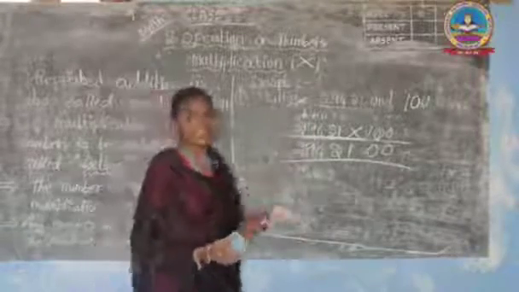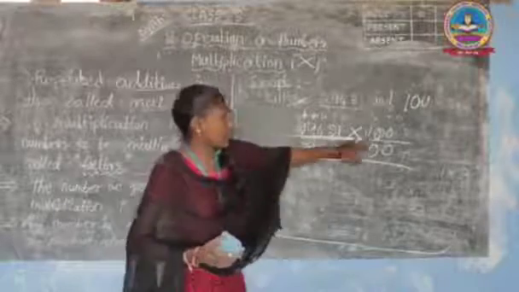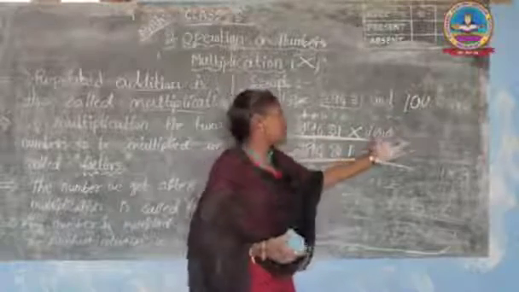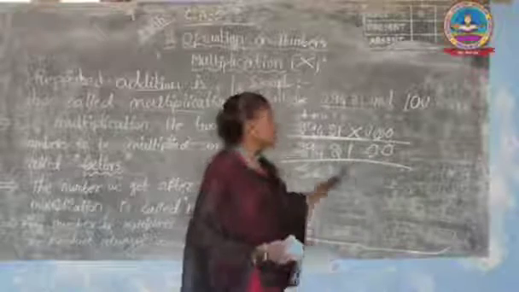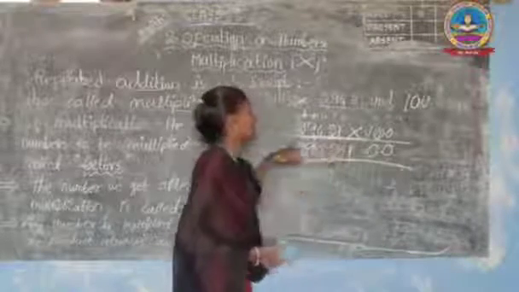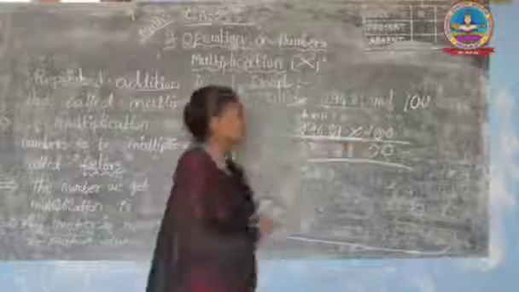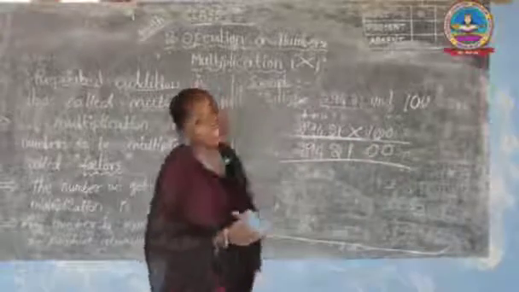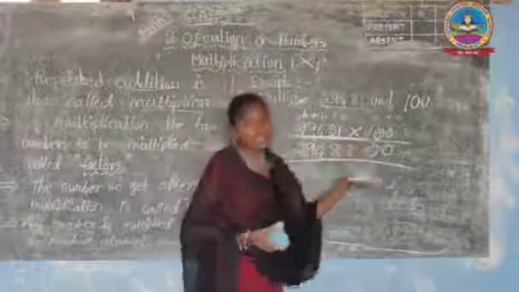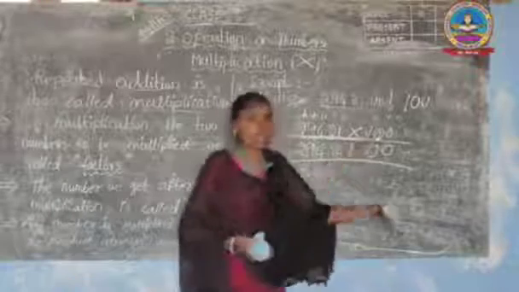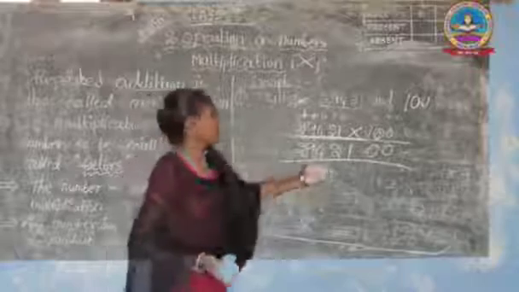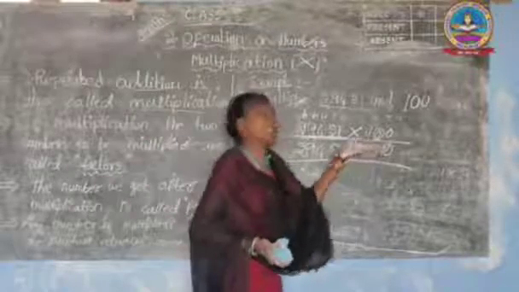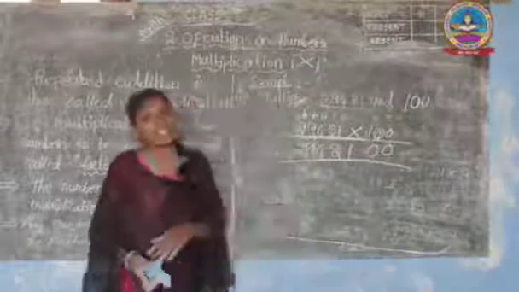It is very easy. Any number multiplied by 10, 100, 1,000, 10,000, a lakh, or 10 lakhs, we first write the zeros and next we multiply with 1. Any number multiplied by 1, we get the number itself. So it is very easy, multiplication by hundreds, right?